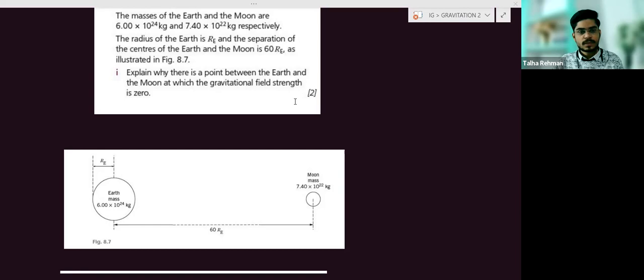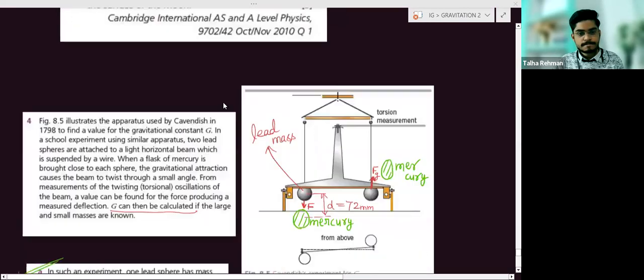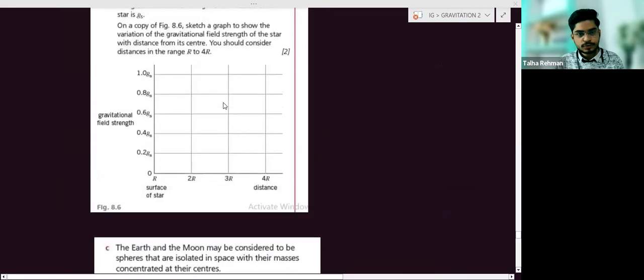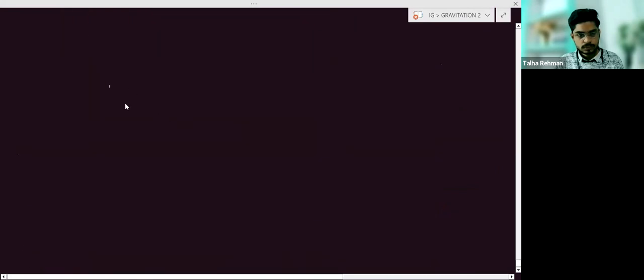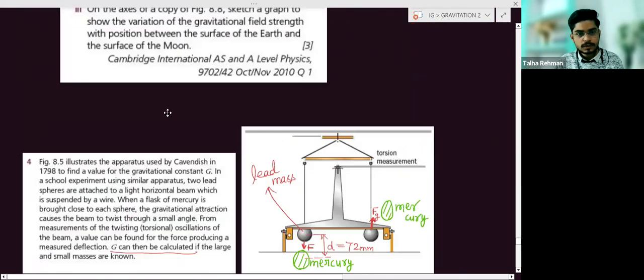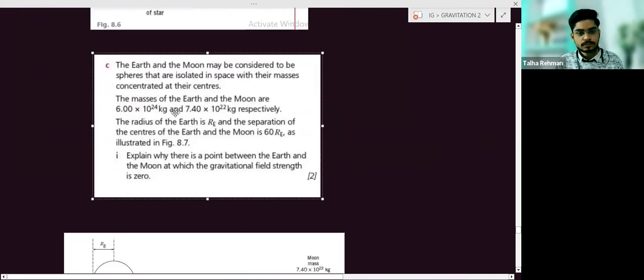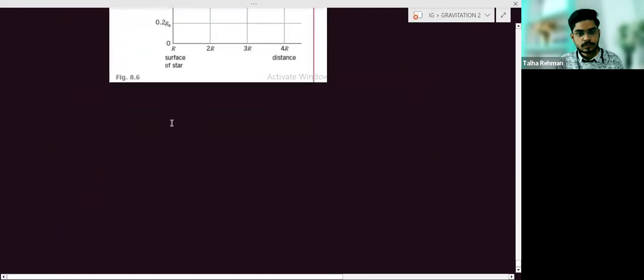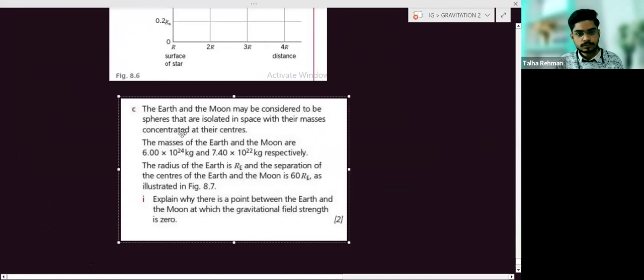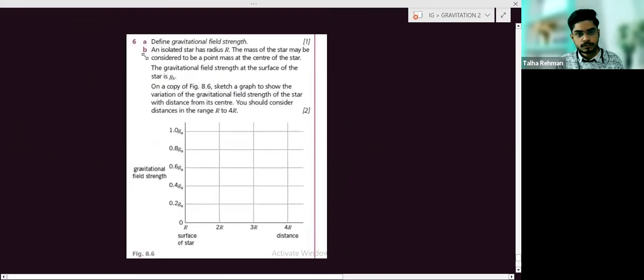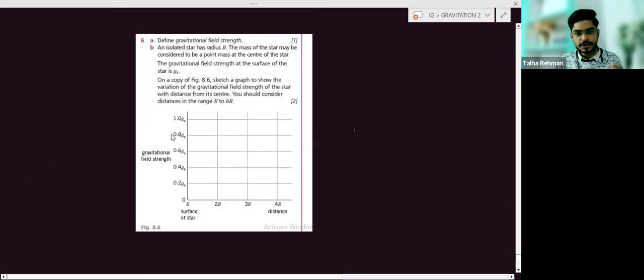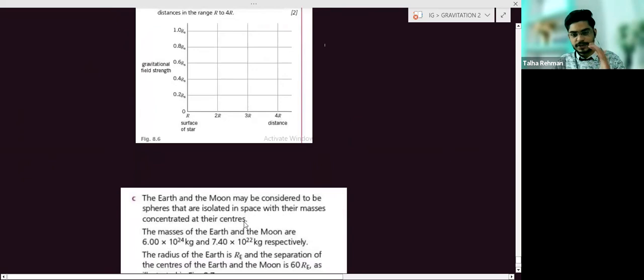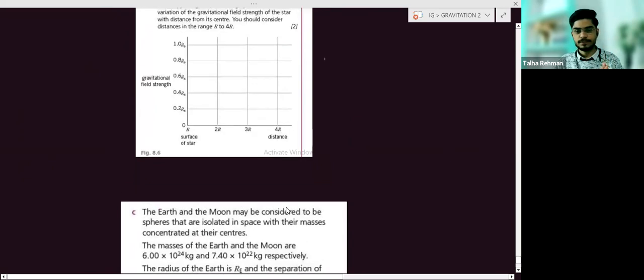So now read this question. This second question we are going to do. This is a lengthy question, but first you should read it. Shafuddin, first read this part, what they are saying, and after that you should read this. Then we will solve this question. First read this.